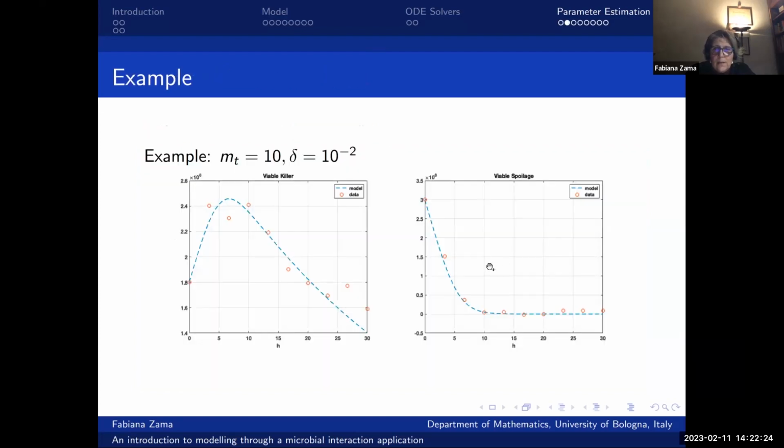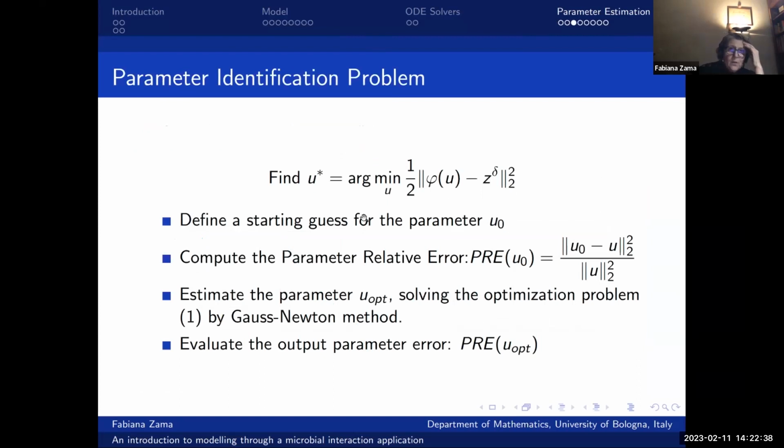So, okay, these are data, an example of data with delta 10 to the minus 2 with m equal to 10. And this is just an example. Consider that this is on the scale of 10 to the 6. So it is quite a large perturbation, even if they seem very close. And so this is the parameter identification problem, the classical least square minimization.